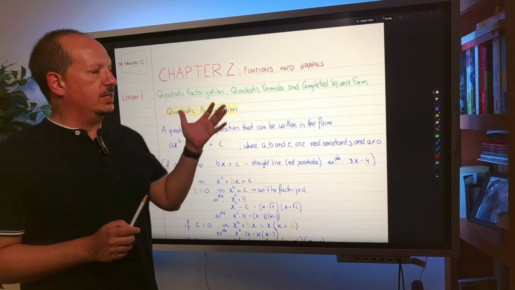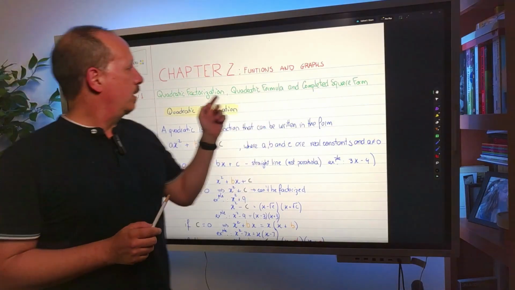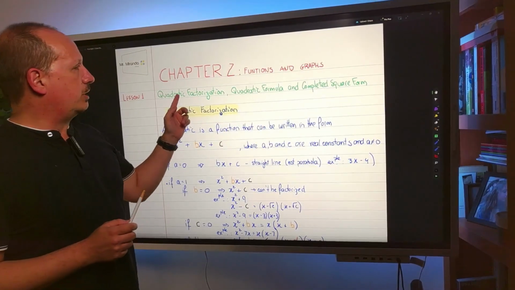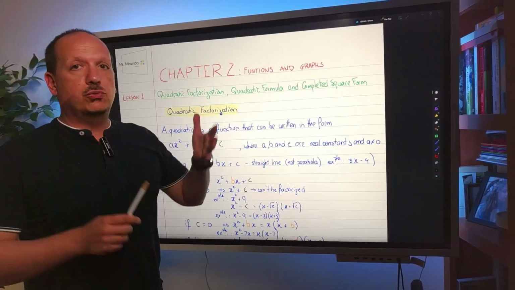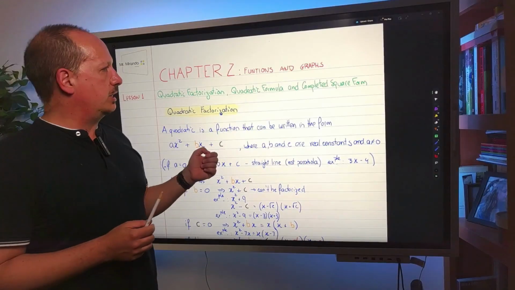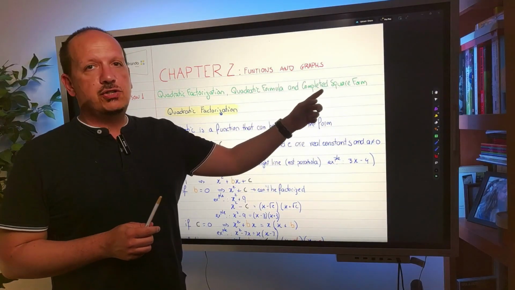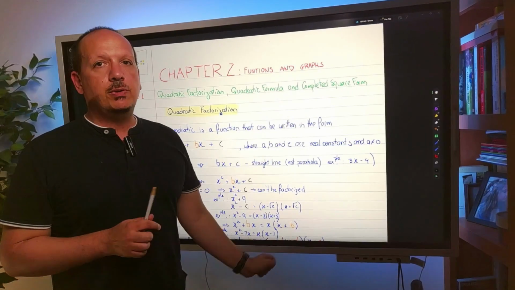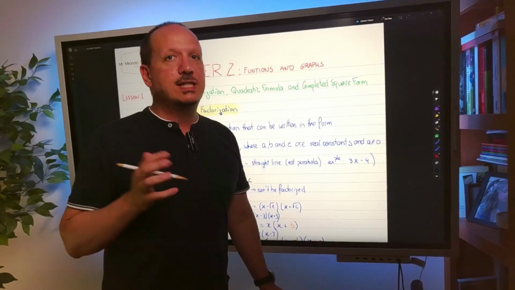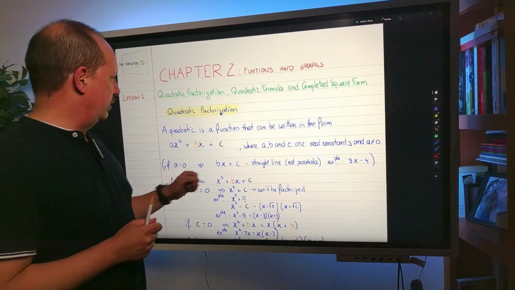What do I mean with this? You are mostly going to use this for different purposes. The first two, the quadratic factorization and the quadratic formula, are going to be used for you to basically solve quadratic equations. The completed square form, as you're going to see, allows you to determine one very specific point in a quadratic that is going to be vital for you to be able to sketch it. Okay, so let's start first with quadratic factorization.